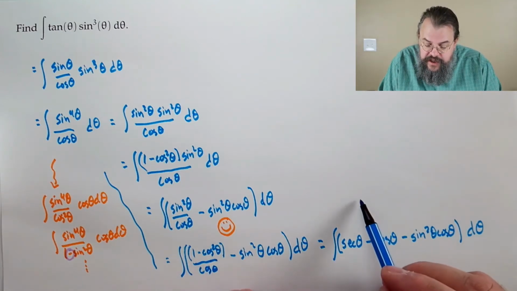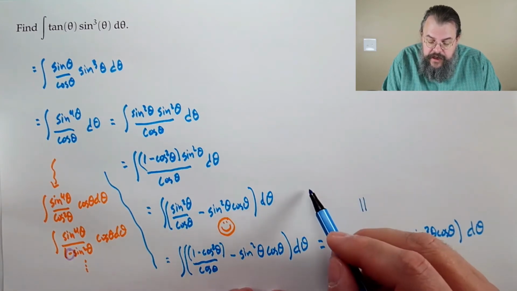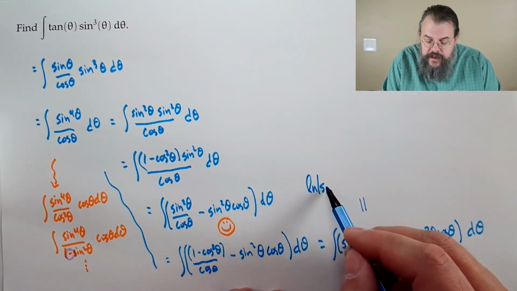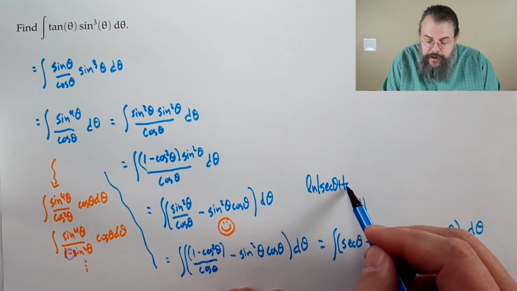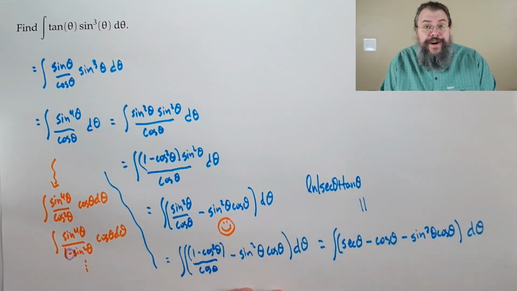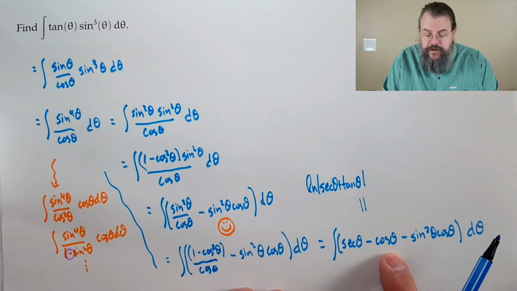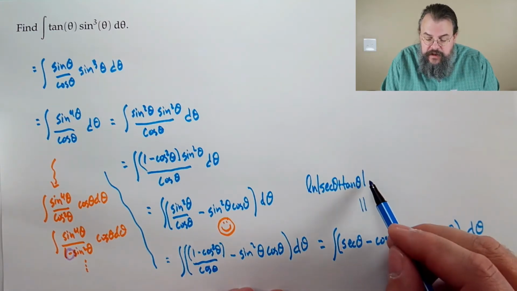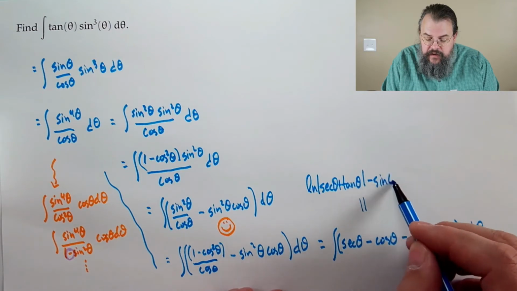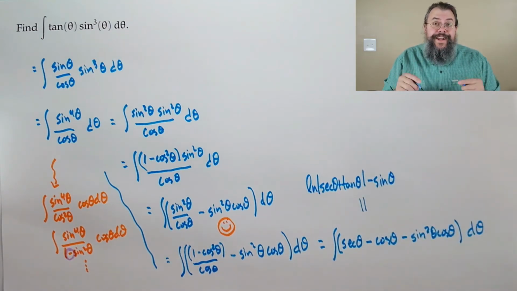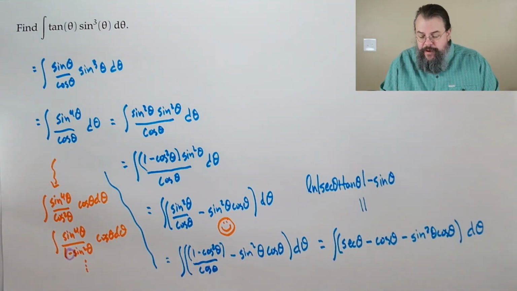So the integral of secant is what? Natural log secant plus tangent. It's that kind of weird one, but we got to know it. The integral of cosine is sine, so we have minus sine. Now, what's the last part?